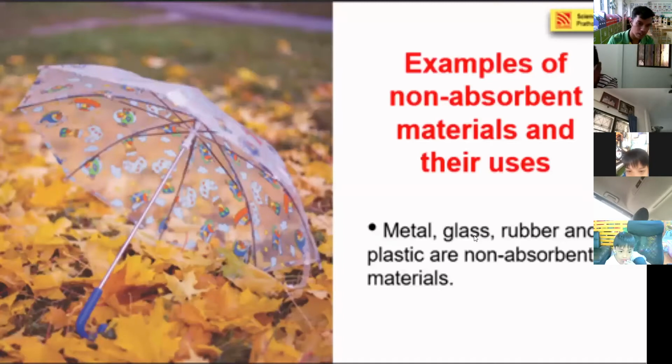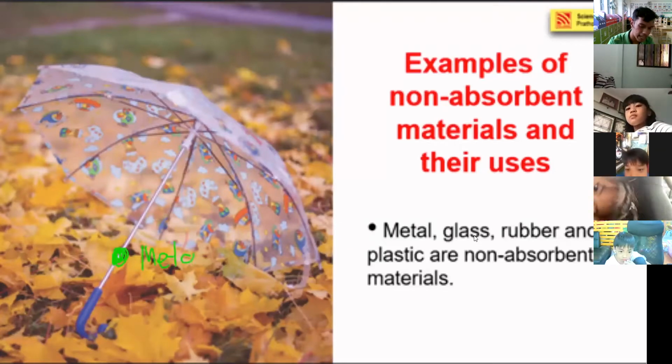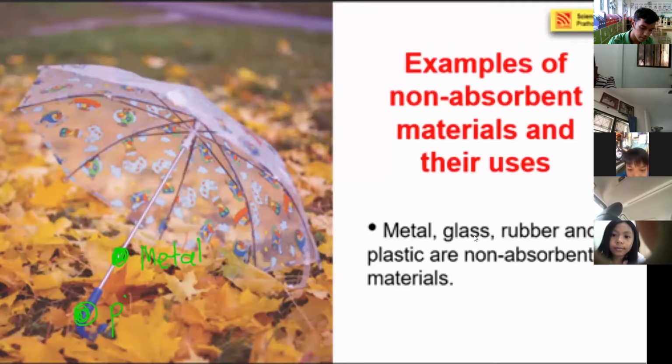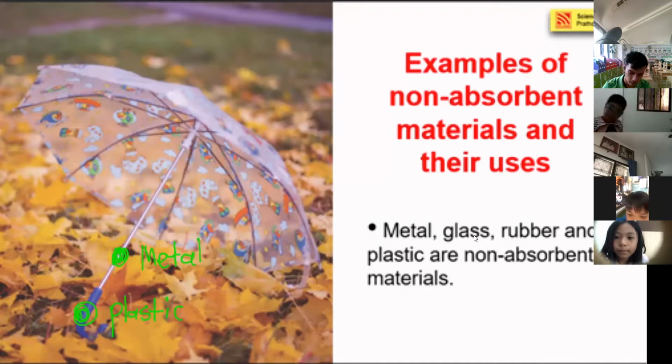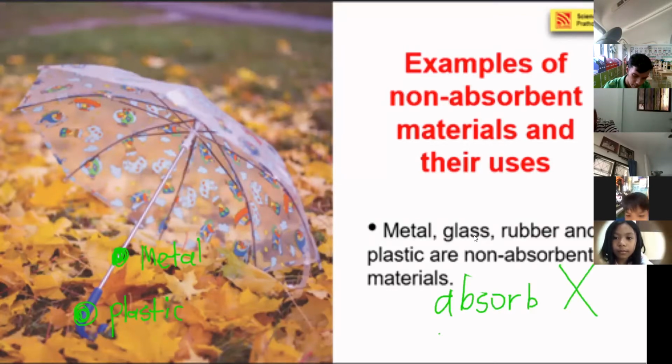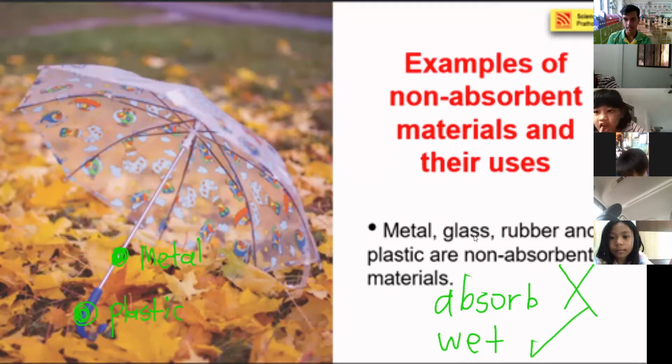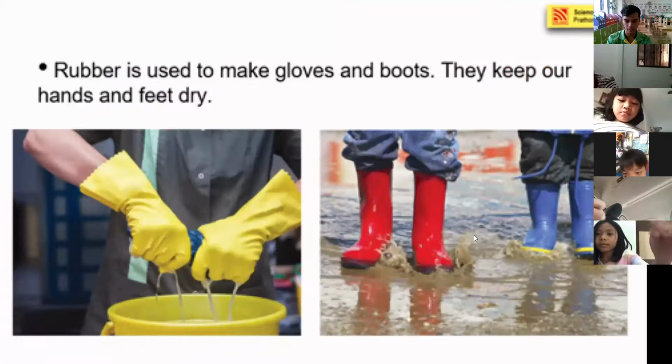All right, so once again, students, look at this. Teacher Bobby is drawing. And now I will write metal cannot absorb water. Plastic cannot absorb water, but can get wet. Okay, let me write. Absorb, A-B-S-O-R-B, no. Wet, W-E-T, wet. Yes. Okay, cannot absorb, but can get wet. Next slide, no, this one no need.